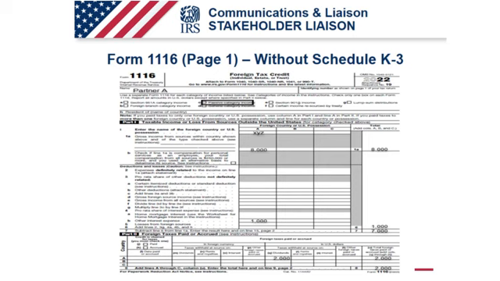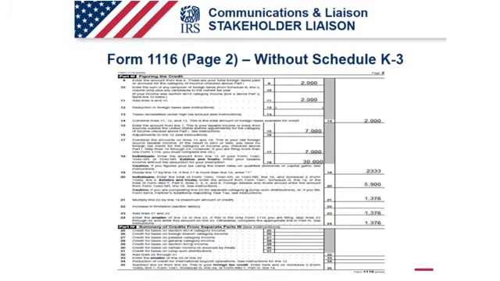So how does this look now on your 1116 when you calculate your foreign tax credit limitation? Again, for simplicity reasons, we're only showing the effects this additional K-3 information is going to have on the 1116. In actuality, the 1116 might look a lot more complicated than just the numbers we're showing here. So first, we're going to walk through what the 1116 looks like without the Schedule K-3 information.